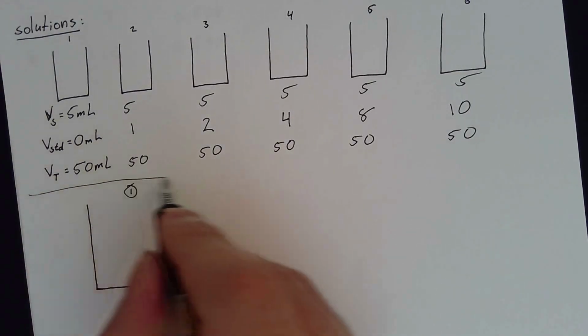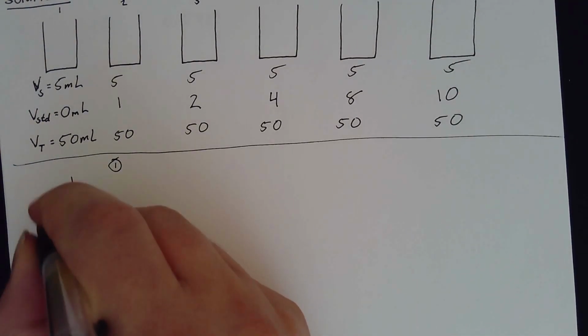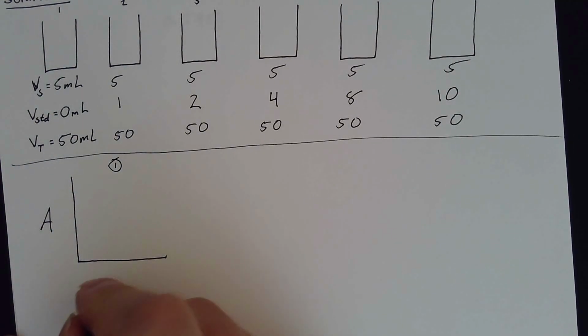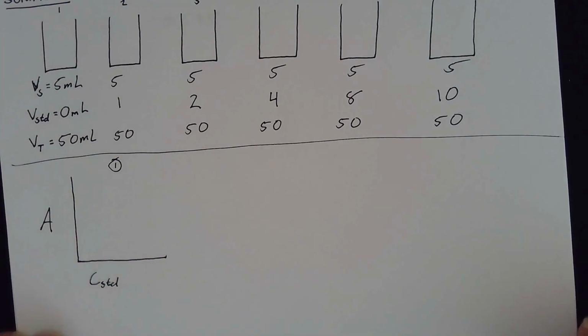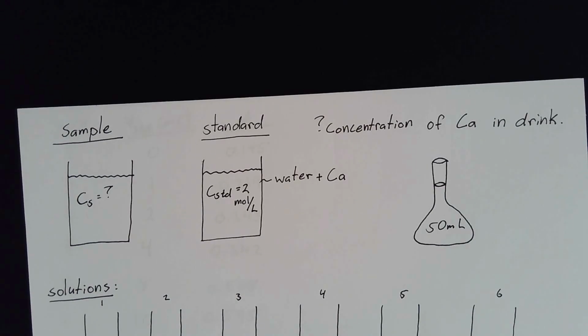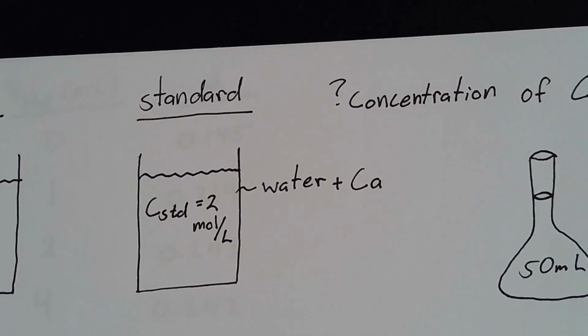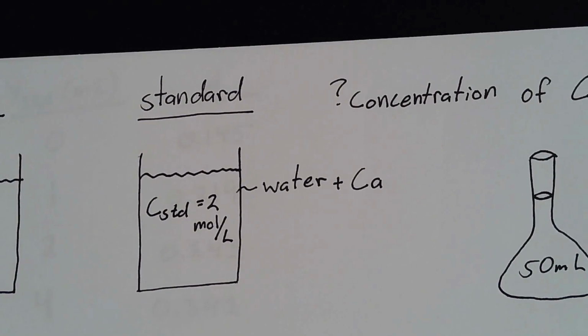Put a line here to divide this out. So we're going to call this method 1, and this is going to be absorbance, and we're going to graph this against concentration of the standard solution, which I should mention, concentration of our standard solution is 2 moles per liter. Starting to see that maybe I wrote a little bit too small. Hopefully you can kind of make that out. 2 moles per liter.